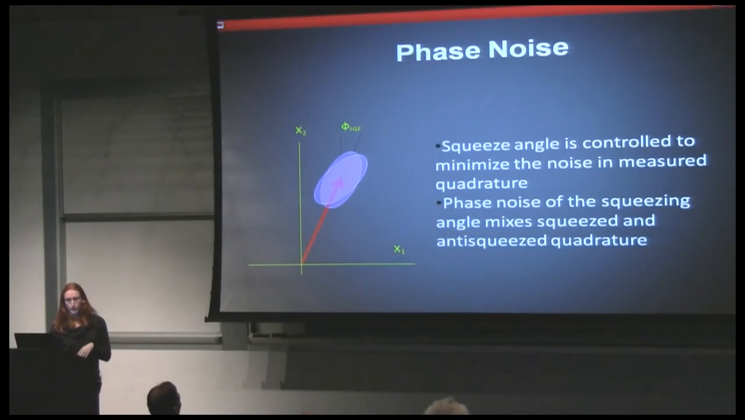So phase noise is the other thing that limits the amount of squeezing that we measure. This just means that the squeezing angle is jittering, so this ellipse is mixing some of the anti-squeeze quadrature in with the squeezing.